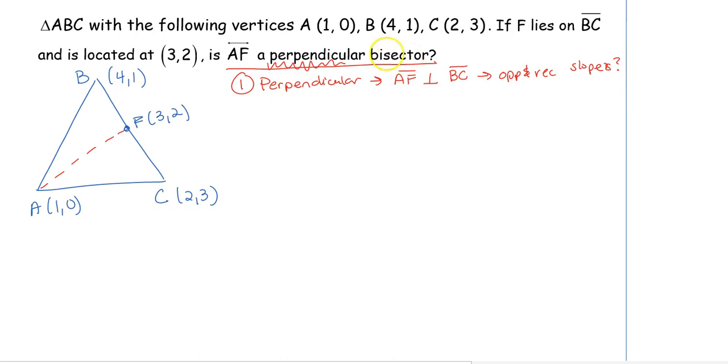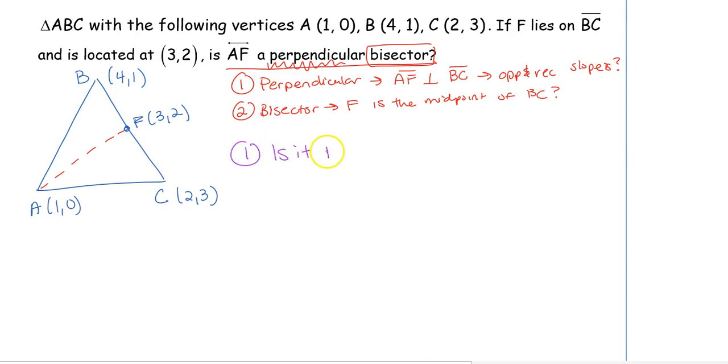The second thing here is that we have a bisector. That word bisector would mean that F is the midpoint of BC. So if it was a perpendicular bisector, it would have both of those properties. We need to see, does it have both of those properties? So we start with the first one. Is it perpendicular? So we need to find our two slopes.